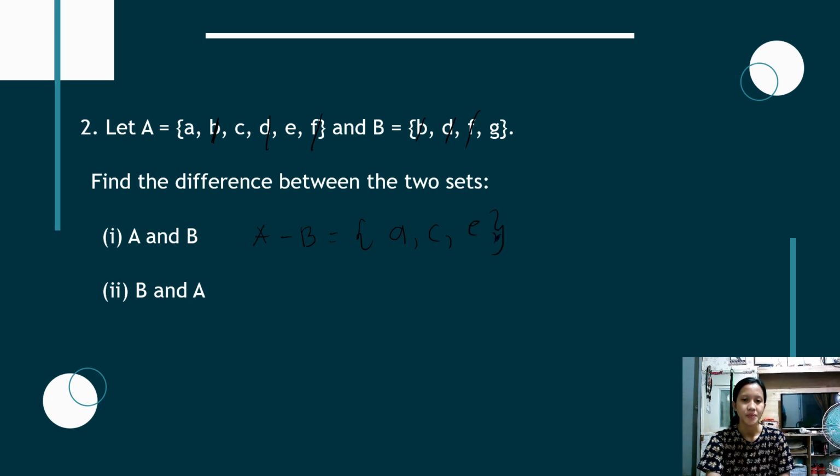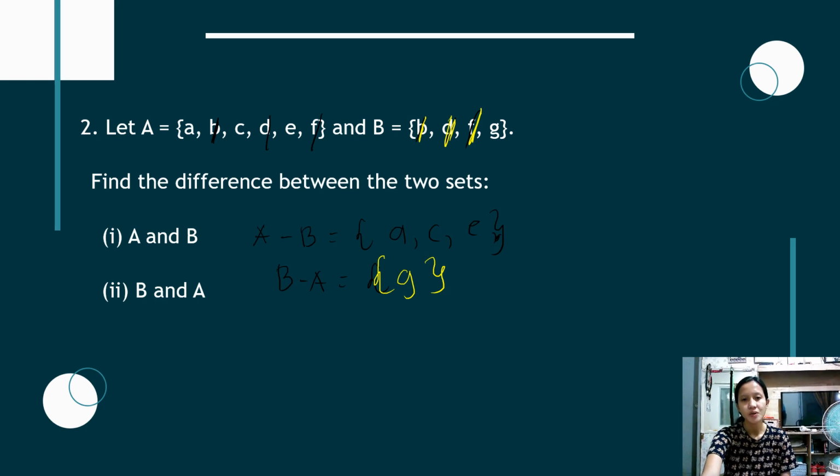There is nothing common. For B minus A, let me use another color of pen. Let's use yellow. So B minus A. These are the elements of B that are not in A. B is present in A, D is also present, and F is also present. Therefore, we have a singleton set. Our only element is the letter G. So that is how we are going to perform the difference of sets.